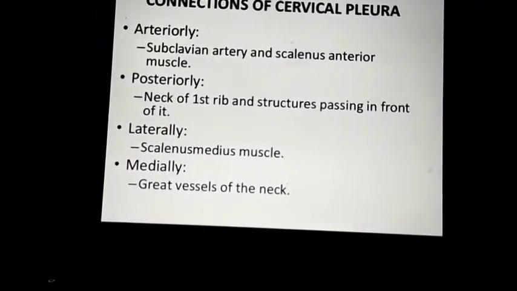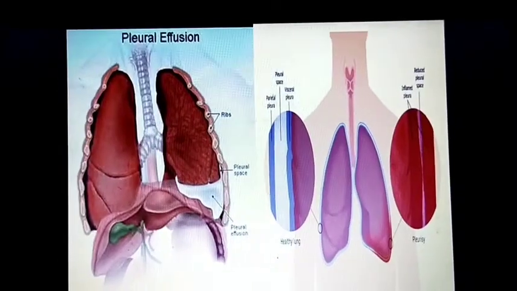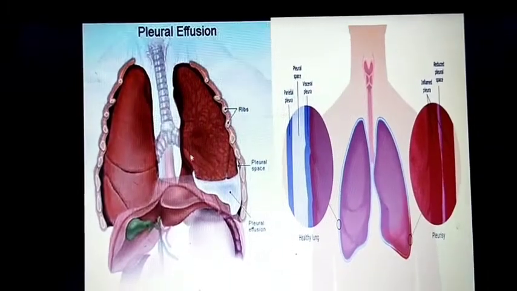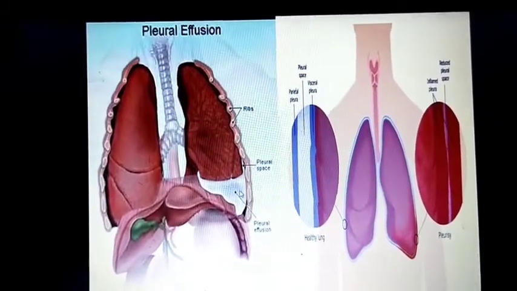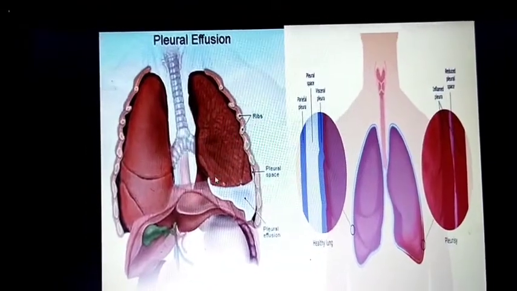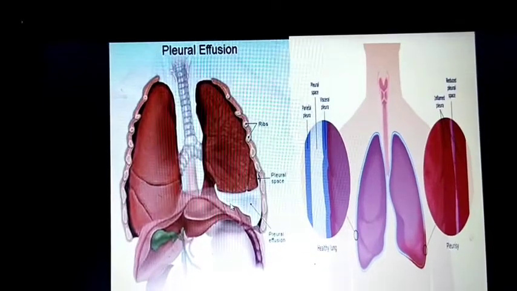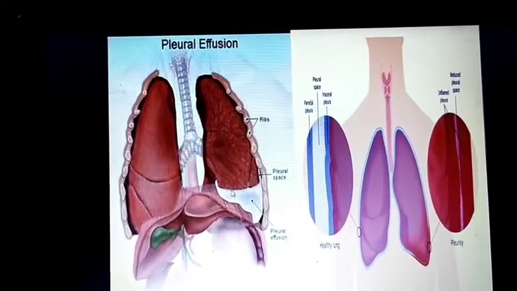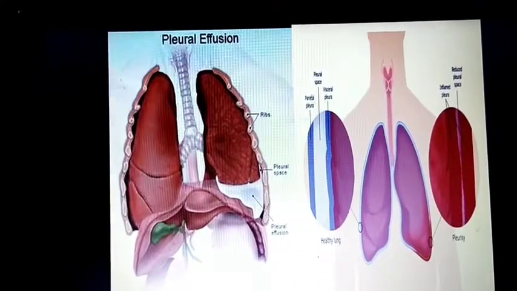Posteriorly, neck of the first. Another disease of the pleura is pleural effusion. Pleural effusion is nothing but a collection of fluid in the pleural cavity. The causes may be different. It may be inflammation, pneumonia, or tuberculosis.